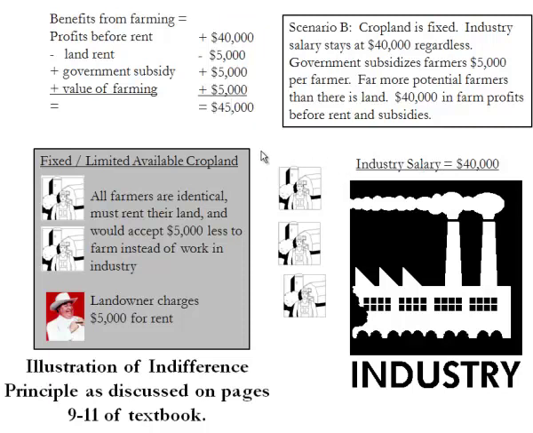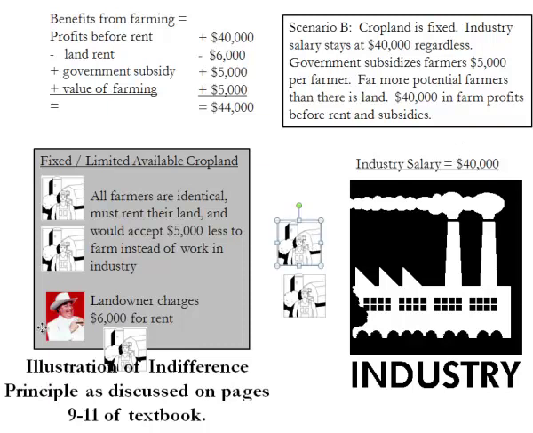And the same story we told before starts to take place. People now want to farm, so people come to the landowner saying, "You were giving you $5,000 for rent, I'll pay you more." So they bid up the price of land. Maybe the rent of land goes up to $6,000. And when land rent goes up, the benefits from farming go down, but the benefits from farming is still greater than working in industry.